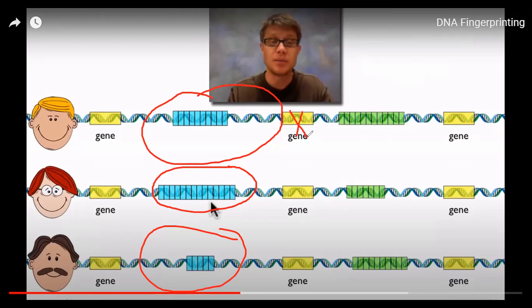DNA fingerprinting relies on the fragments found in the non-coding part. In this non-coding part, you can find that all of these 3 DNA sequences are the same, AGT AGT AGT, but the repeats are different. Do you understand?